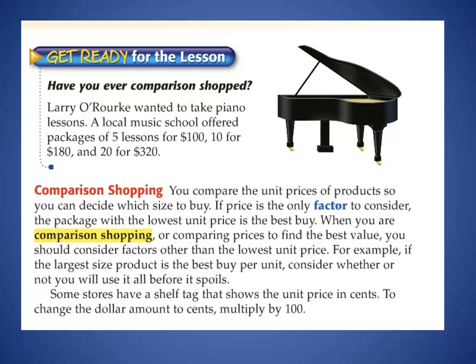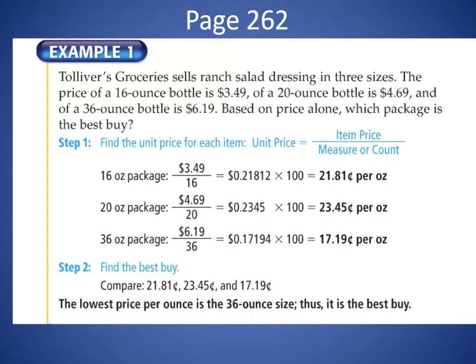Some stores have a shelf tag that shows the unit price in cents. To change the dollar amount to cents, multiply by 100. So in your notes, you do have this example. Tolliver's Grocery sells ranch dressing in 3 sizes. The price of a 16-ounce bottle is $3.49, 20-ounce bottle is $4.69, and 36-ounce bottle is $6.19. Based on the price alone, which package is the best buy?